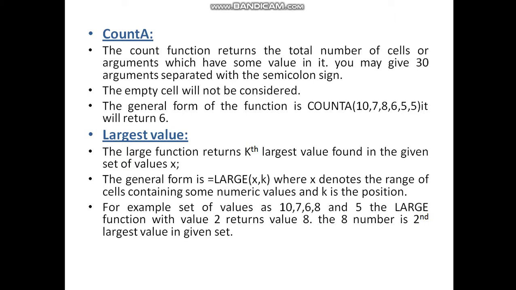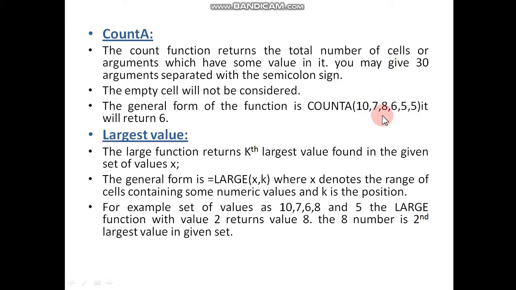Next is COUNTA. The count function returns the total number of cells or arguments which have some values in them. You may give 30 arguments separated with the semicolon sign. So in which 30 items? Here only 30 values are used for any function.